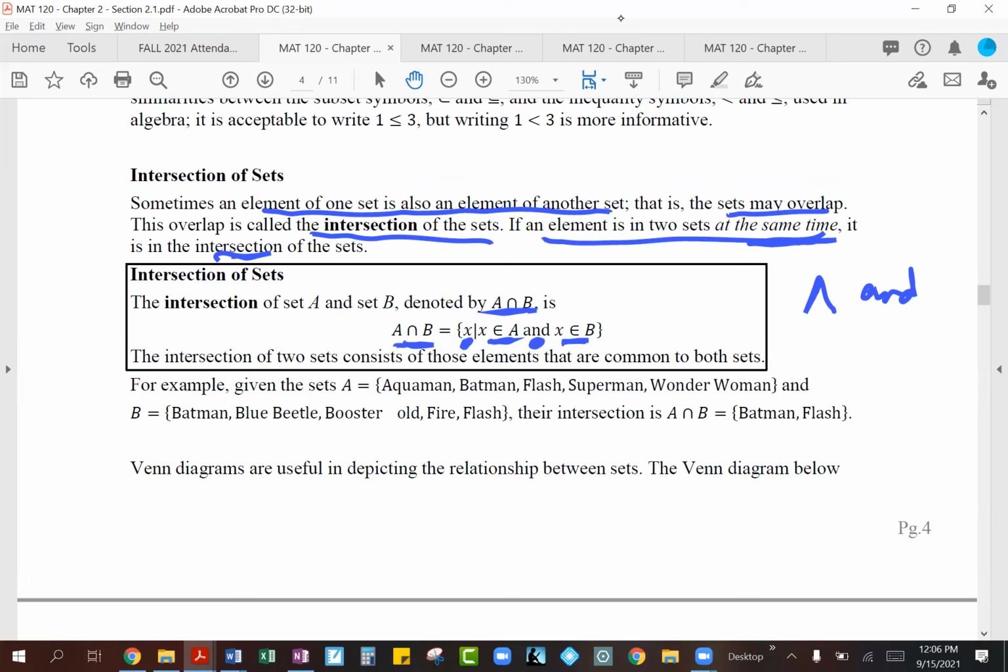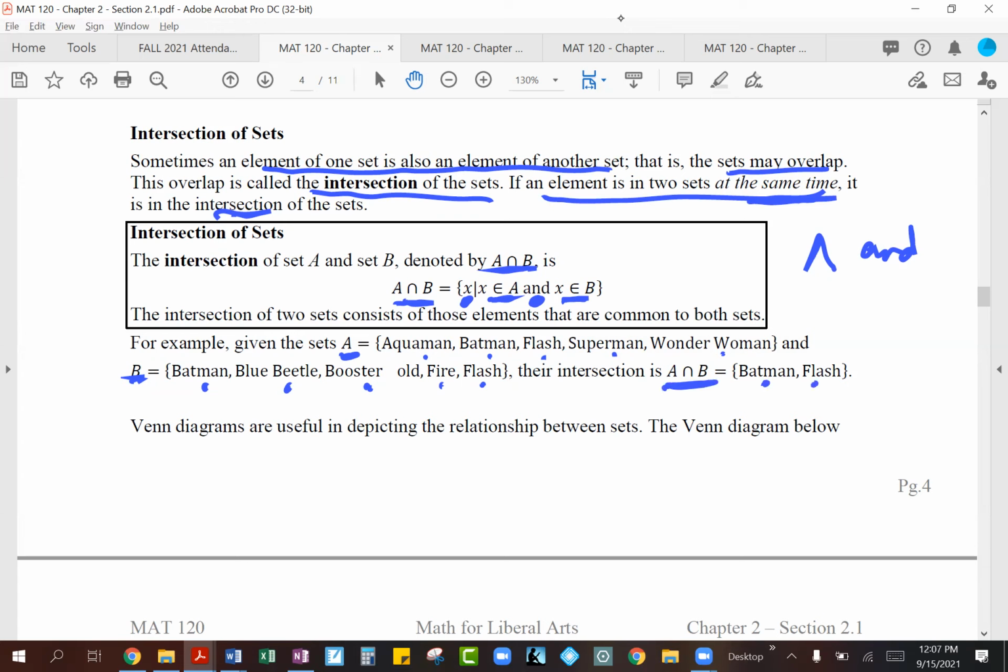So this was kind of a funny example they had in your textbook. Set A is Aquaman, Batman, Flash, Superman, Wonder Woman. And they're defining set B as Batman, Blue Beetle, Booster something, Fire and Flash. If you look at the two sets, A and B, you will see that Batman is in both sets and Flash is in both sets. So that's what your intersection will look like. Just Batman and Flash are the ones that are common between the two sets.